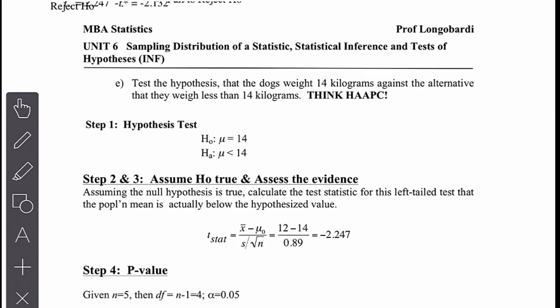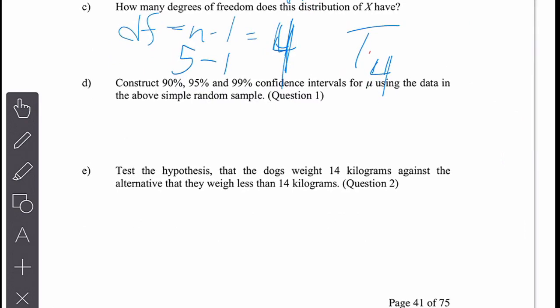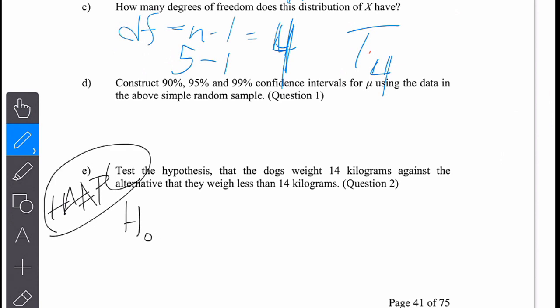And the last exercise is a hypothesis test. Test the hypothesis that the dogs weigh 14 kilograms against the alternative that they weigh less than 14 kilograms. So we're going to lay out first the hypothesis, make sure we get that right. We're going to carry out the 5 steps of HAPC if we have to. The only time we don't have to do the 5 steps is when I don't specify that you have to use the 5 steps.